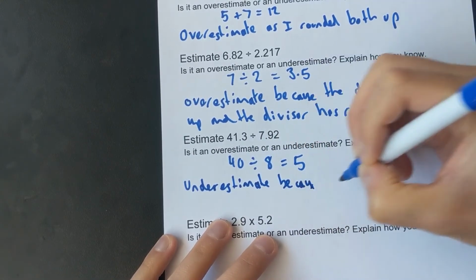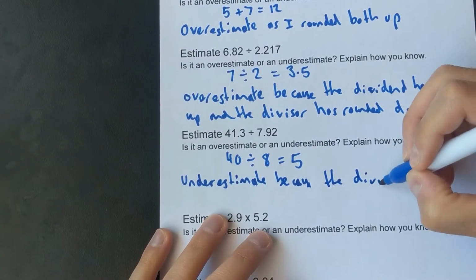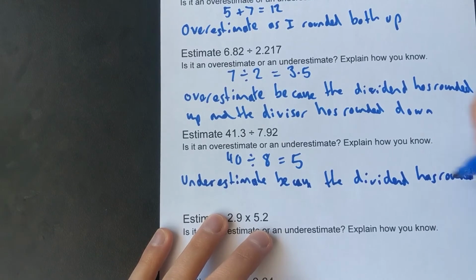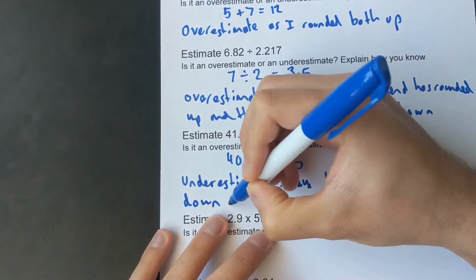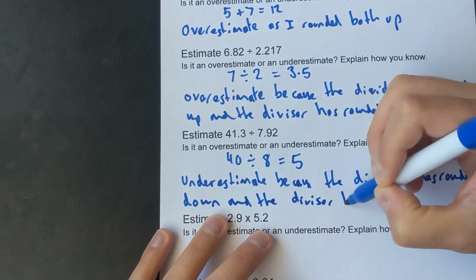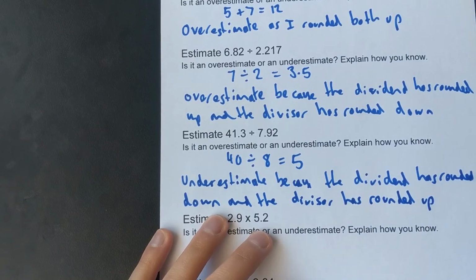Because do you remember what this one's called? The dividend, as rounded down, and the divisor as rounded up.